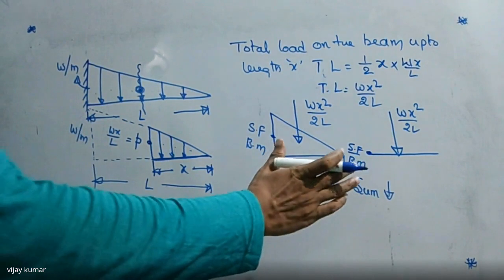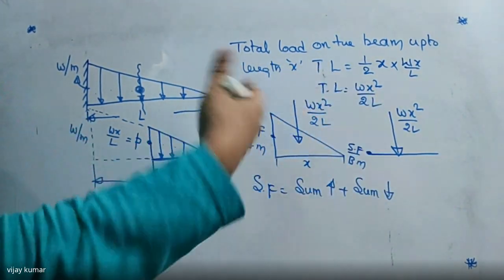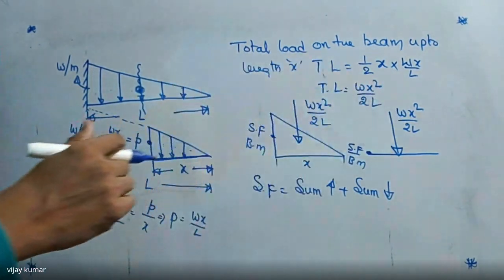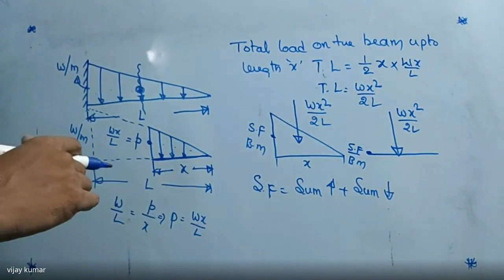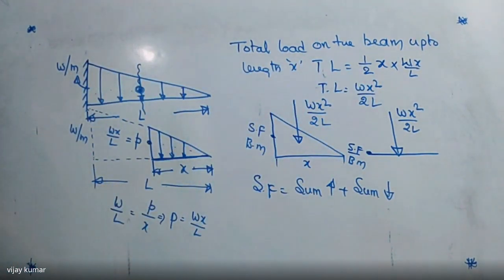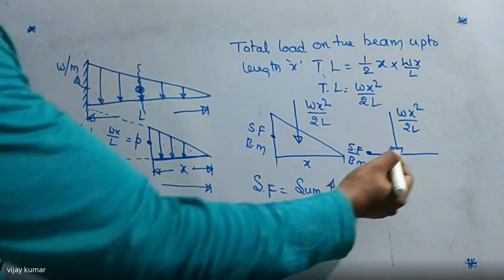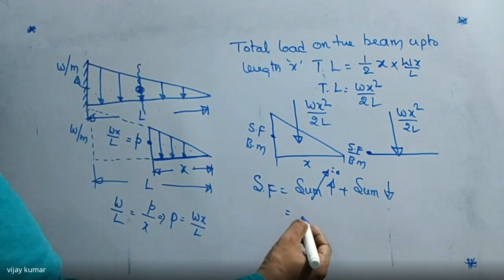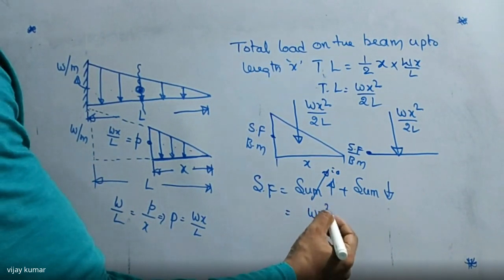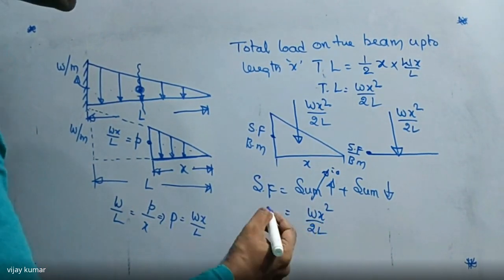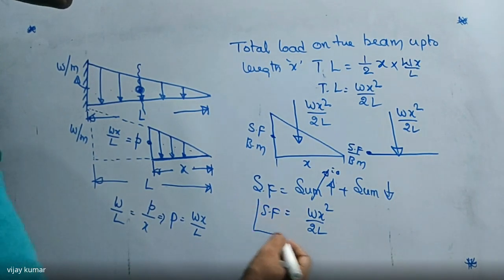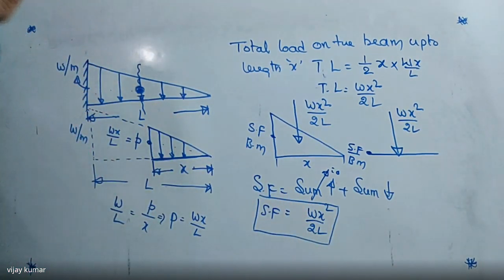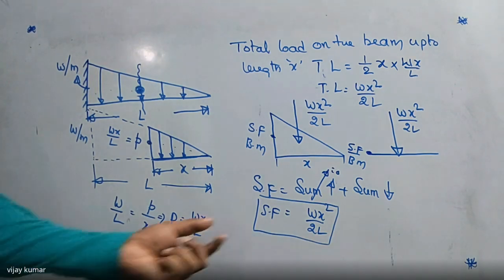So here I am going to give the explanation. In the next time, I will draw the diagram directly. If you know this concept very well, we can draw the diagram very easily. So here, what are the upward forces? No upward forces. This becomes zero. So only we have downward forces. How much do we have as downward forces? Wx square by 2L. So this is the shear force value at a point at a distance of x.